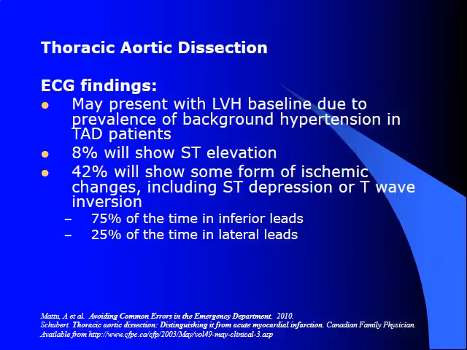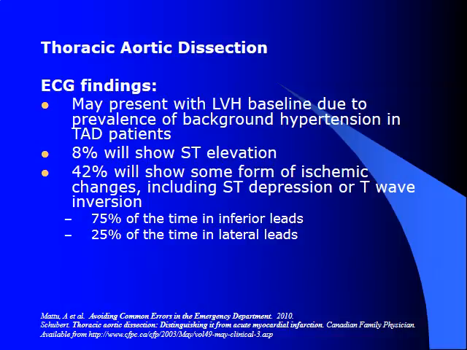ECG findings, generally they're going to have LVH baseline because the biggest predecessor to a thoracic dissection is chronic hypertension. 8% of these will show ST elevation. Generally, the ST elevation is going to be global in all leads, which we were talking about, which can be from the left main coronary artery occlusion or pericarditis. So you really have three things that you need to think about whenever you do see global ST elevation.